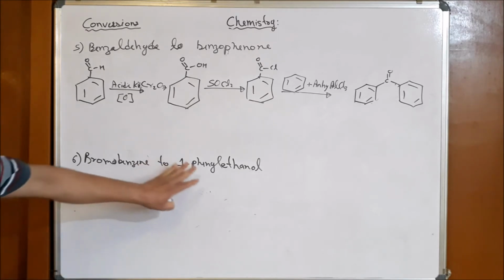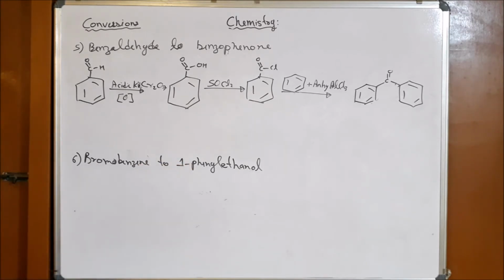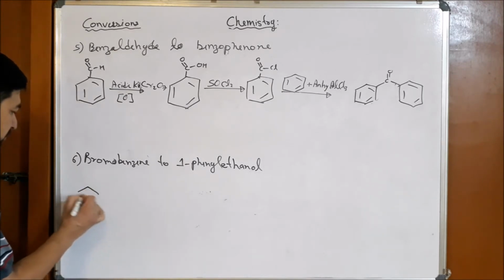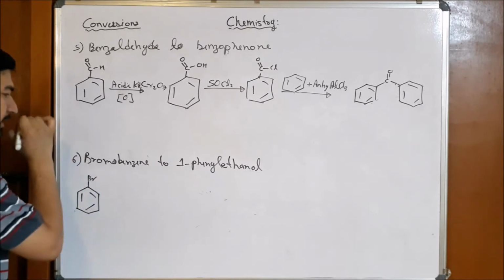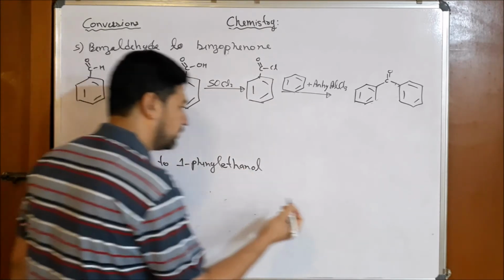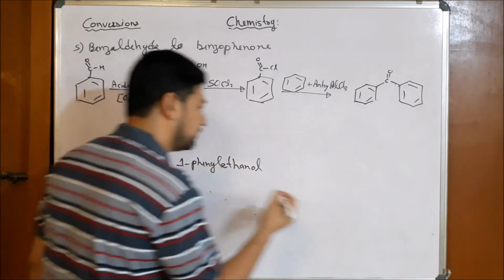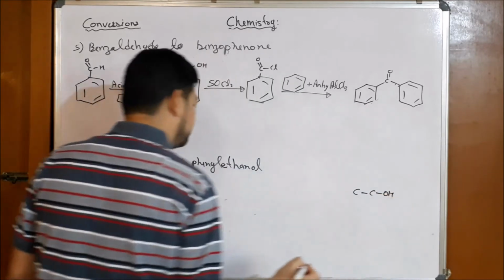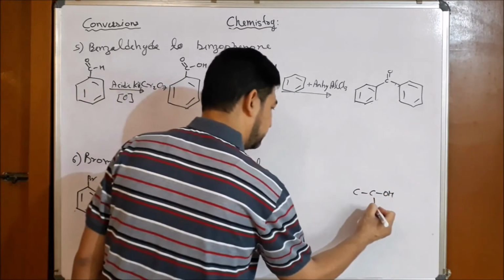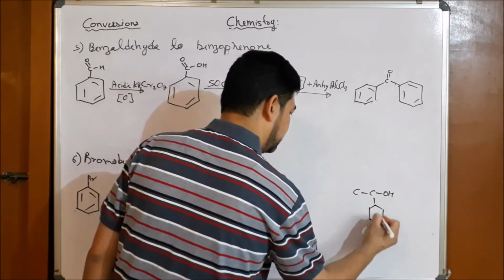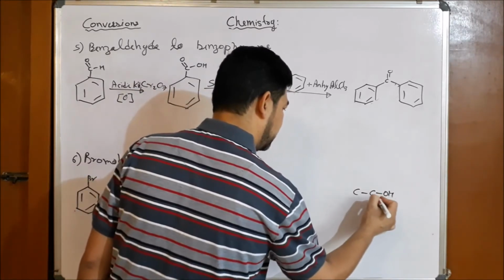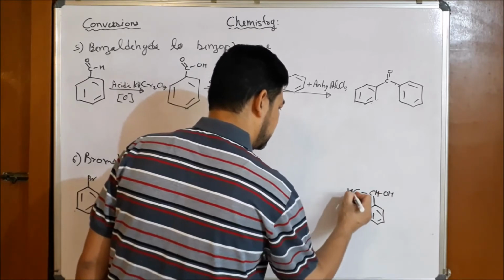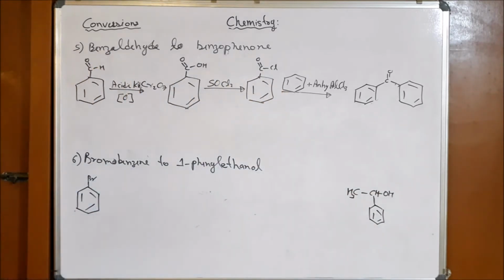The next is bromobenzene to 1-phenylethanol. So we'll first draw the structure. Bromobenzene, Br, right? Then 1-phenylethanol. Ethanol is the main group, so it means 2 carbons with an OH group. Then 1-phenyl: this carbon number 1 has a benzene ring. Benzene as a branch is called phenyl. So you need one more CH3 here. So this is your 1-phenylethanol, right?